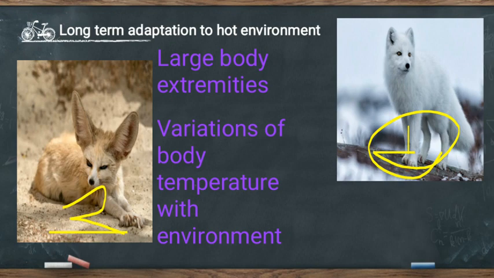Another long-term adaptation is the variation of the body temperature. One example is the nocturnal behavior that is normally practiced by camels.